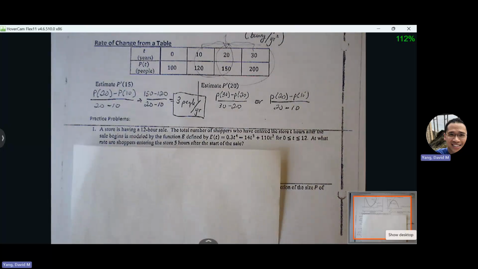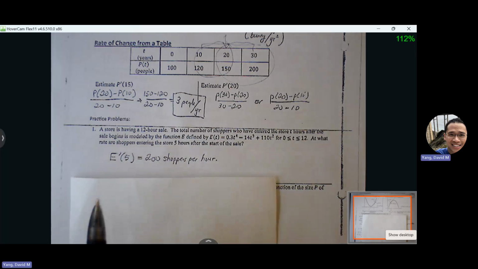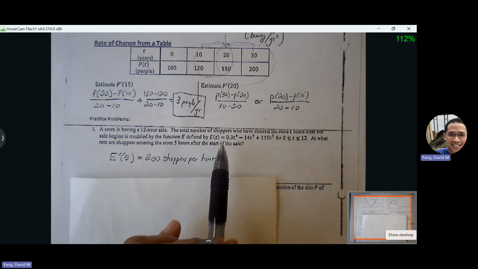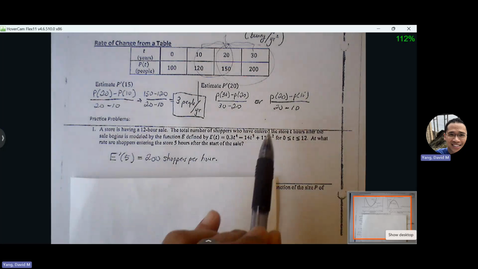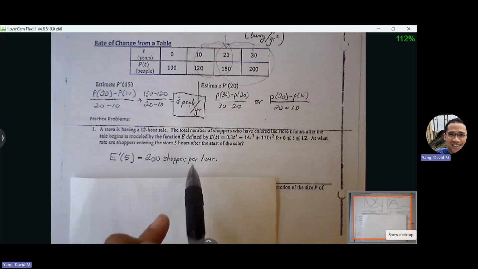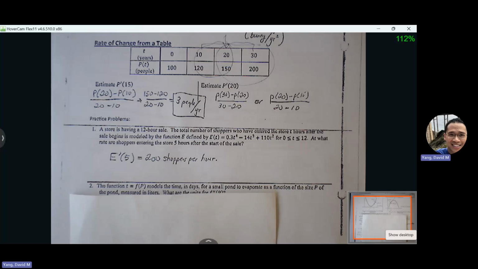All right, a store is having a 12-hour sale. The total number of shoppers who have entered the store is defined by E of t. At what rate are the shoppers entering the store 5 hours after the start of the sale? The rate is simply involving E prime. So we just plug 5 into the derivative, and whatever the derivative is, that gives us units in terms of shoppers per hour.